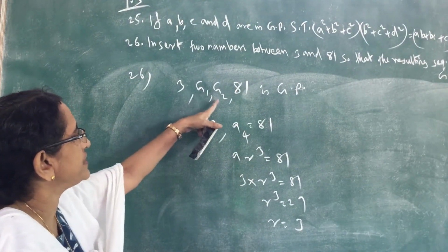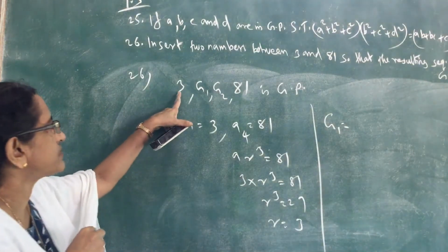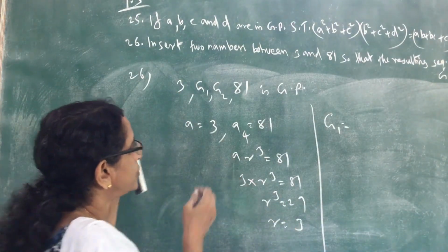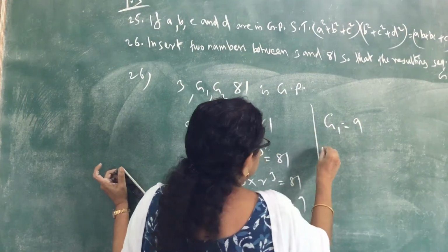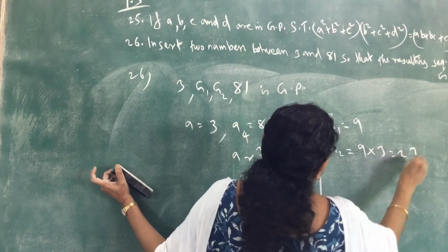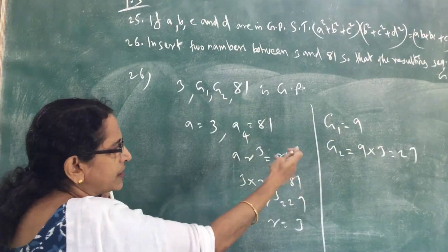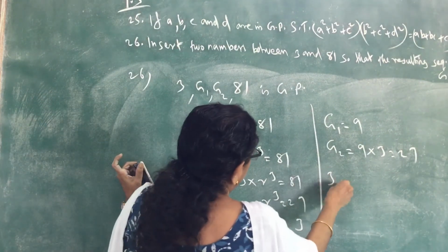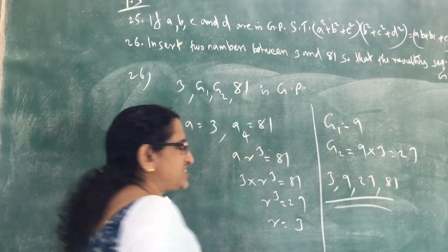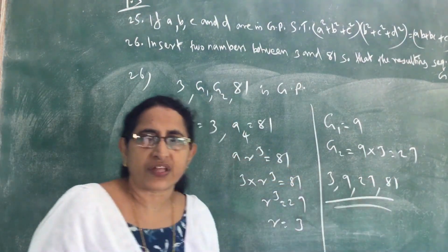So we can find G1 and G2. Therefore G1 equal to first term 3 into common ratio, 3 into 3, 9. And G2 equal to 9 into 3, that is 27. So G1 and G2 are 9 and 27. So 3, 9, 27, 81 is the resulting GP. So the numbers inserted are 9 and 27. So that's the answer.